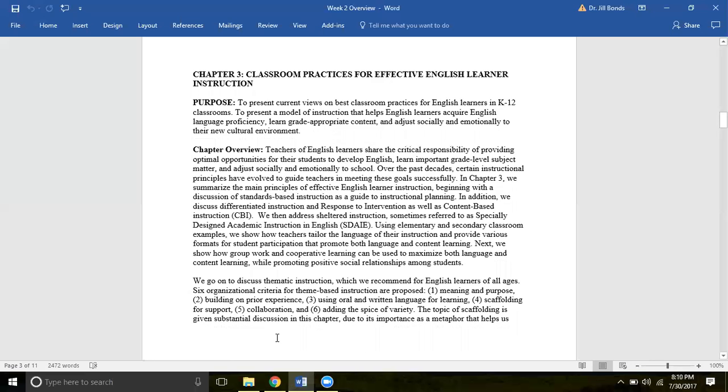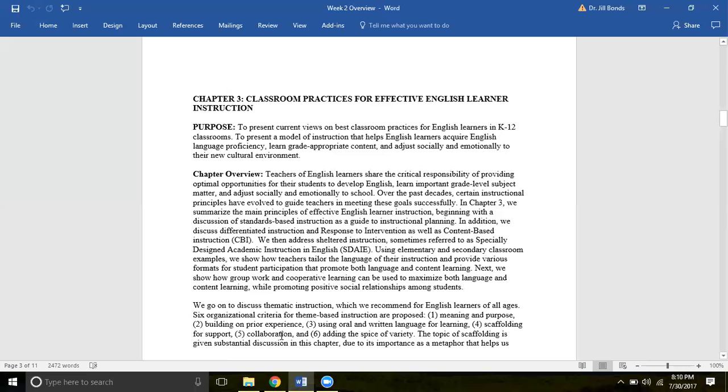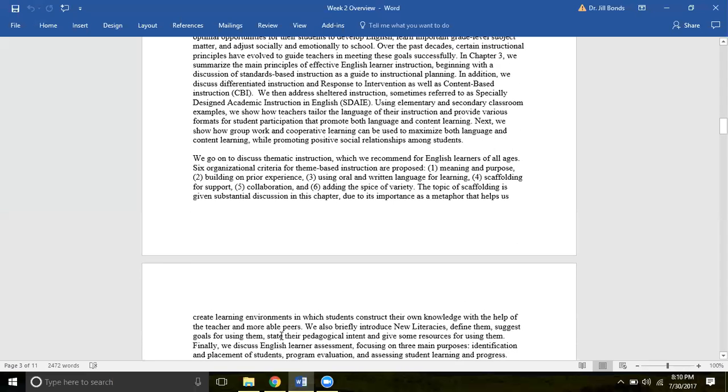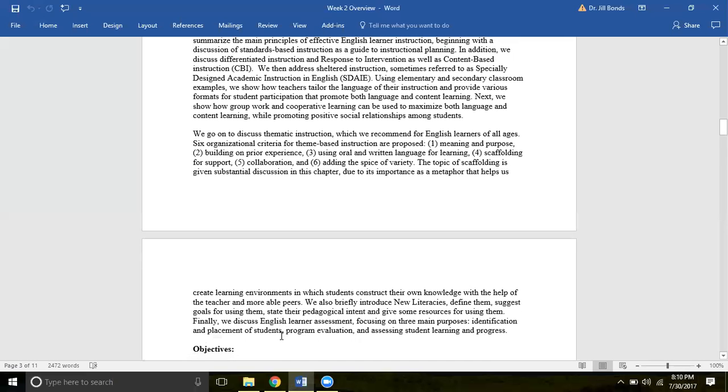The topic of scaffolding is given substantial discussion in this chapter, due to its importance as a metaphor that helps us create learning environments in which students construct their own knowledge with the help of their teacher and more able peers. We also briefly introduce new literacies, define them, suggest goals for them, state their pedagogical intent, and give resources. It ends with understanding of program evaluation, placement of students, and assessment of student learning and progress.